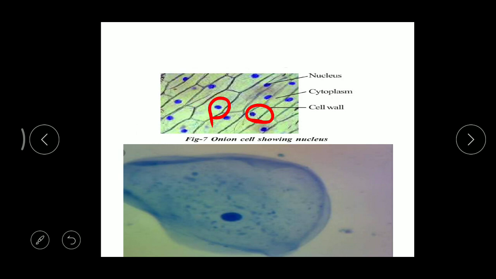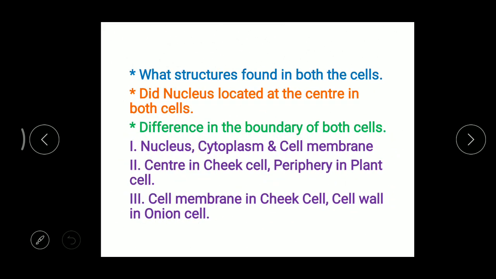So why is the nucleus at the side inside the plant cell? In the middle of the plant cell, we can find a large bubble-like structure, and here we cannot find that one. We call that a vacuole. Due to the presence of that vacuole, the nucleus is pushed to the side, right? Okay, now let's see what's the next question.